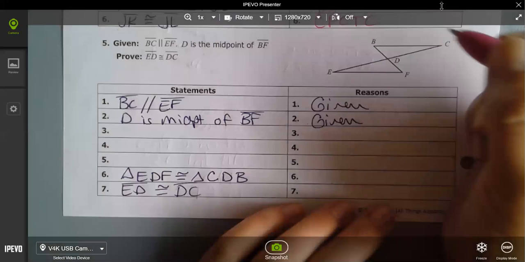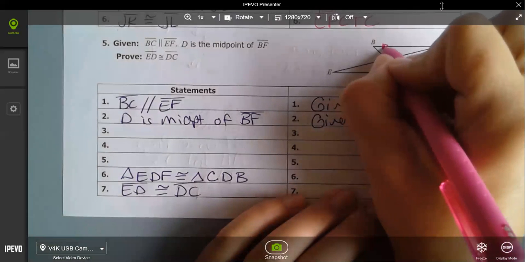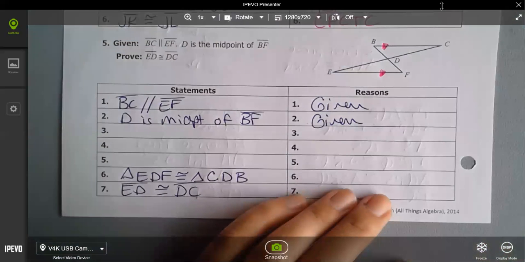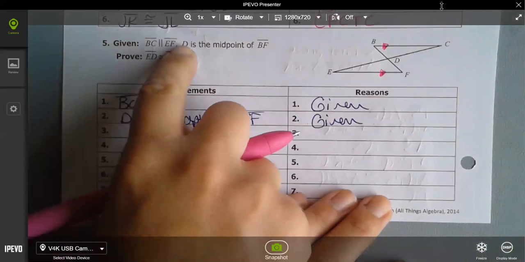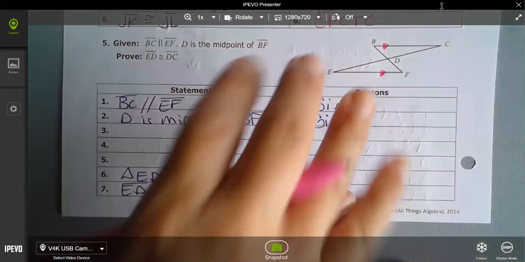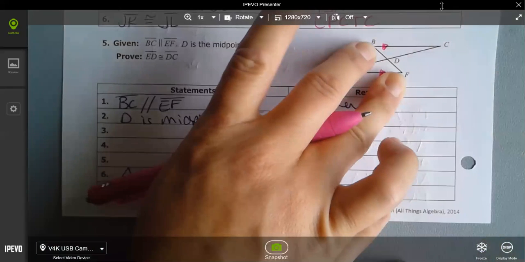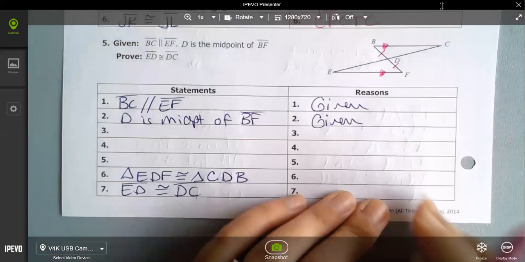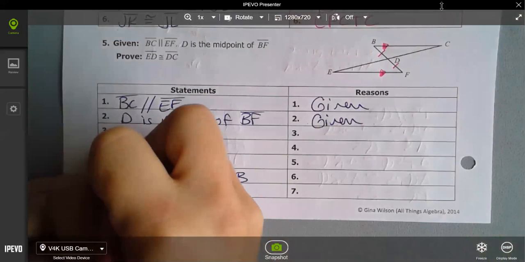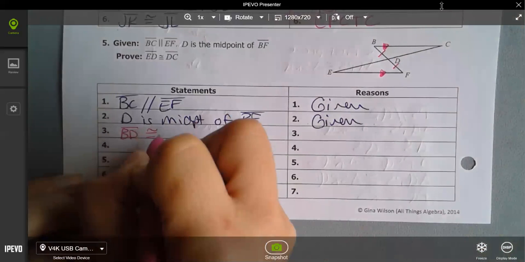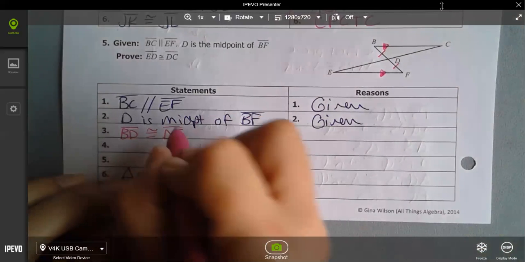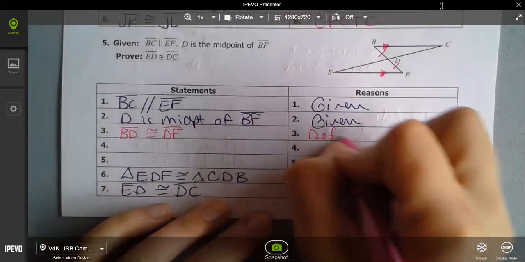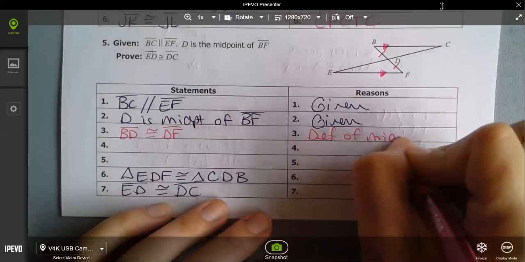All right, let's mark. BC parallel to EF. D is the middle, oh, this way, is the middle of BF. So that means that guy and that guy are congruent. BD congruent to DF. And how did I know that? Because we know the definition of a midpoint.